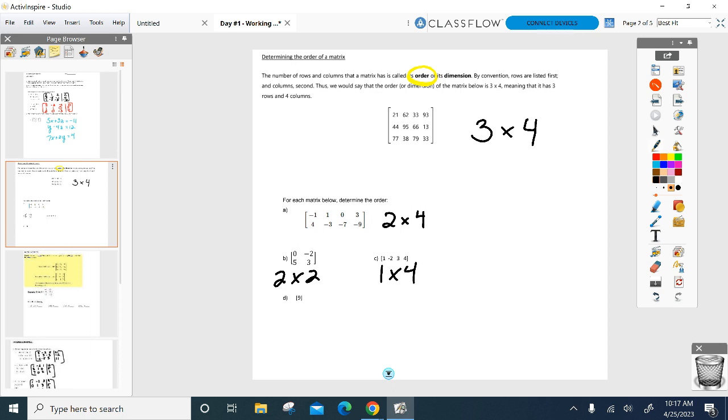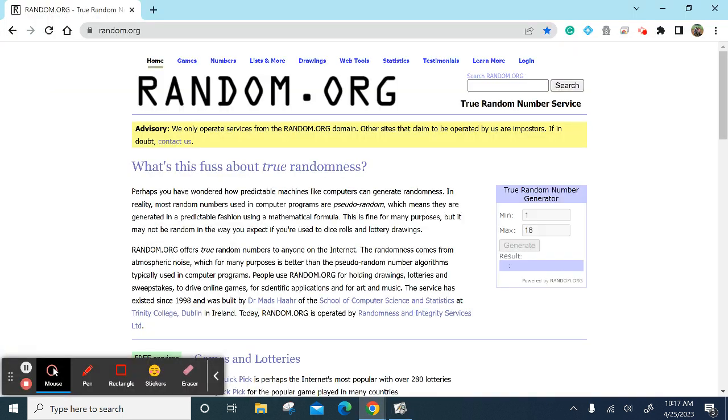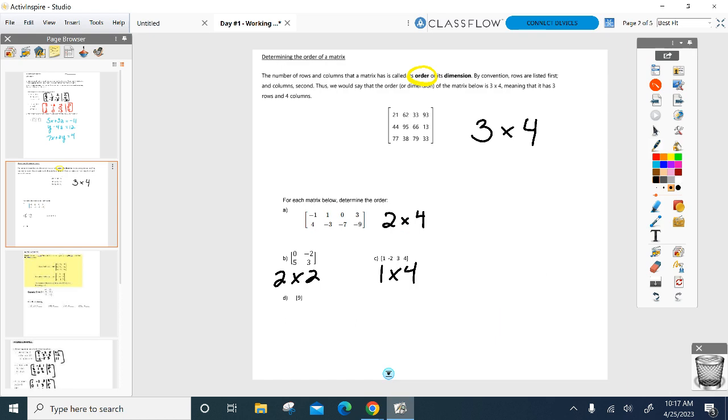And then D is a matrix, by the way. That's a matrix. Just got a single number in there, but it's still what size then? 1 by 1. Okay, 1 by 1. Everyone good with how to determine the size?